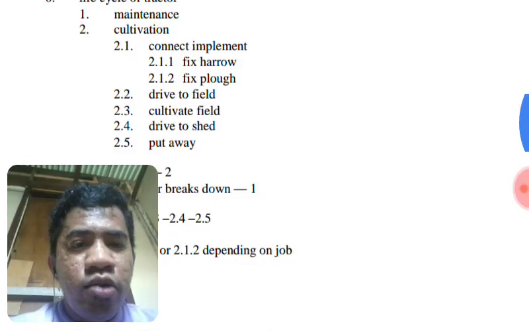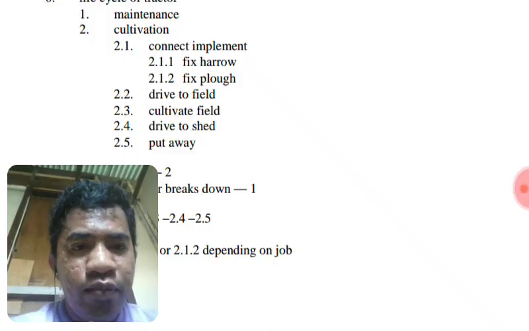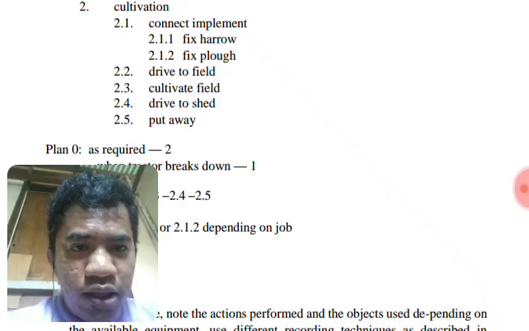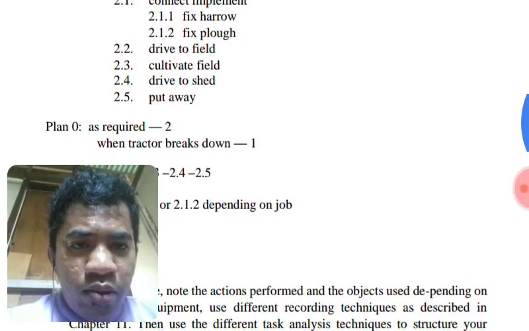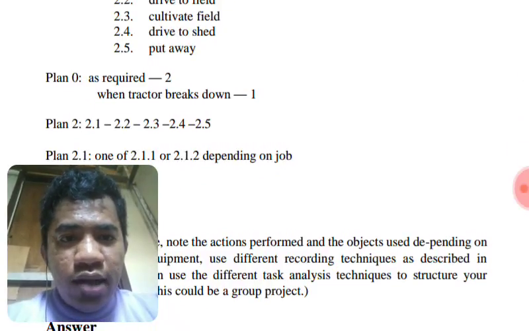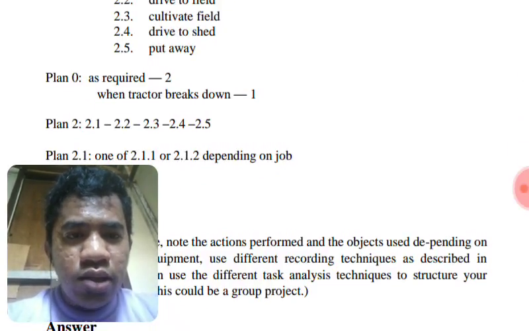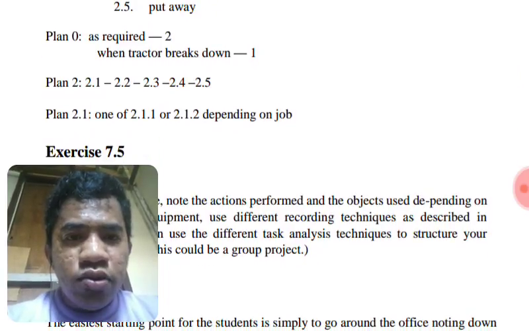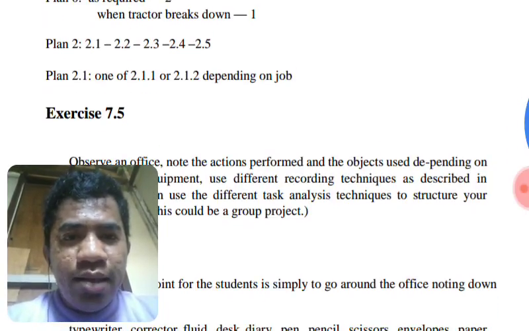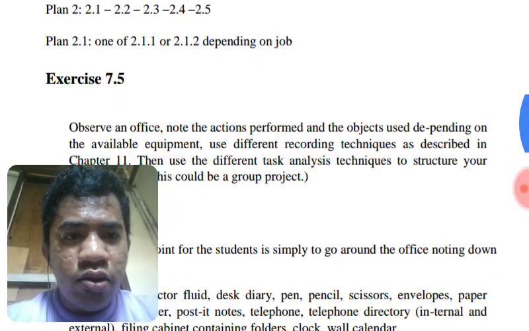Cultivation. 2.1 Connect implement. 2.1.1 Fix harrow. 2.1.2 Fix plow. 2.2 Drive to field. 2.3 Cultivate. 2.4 Drive to shed. 2.5 Put away. Plan 0: 1 as required. 2 when the tractor breaks down. 1. Plan 2: 2.1 until 2.2, 2.3, 2.4, 2.5. Plan 2.1: 1 of 2.1.1 or 2.1.2 depending on job.